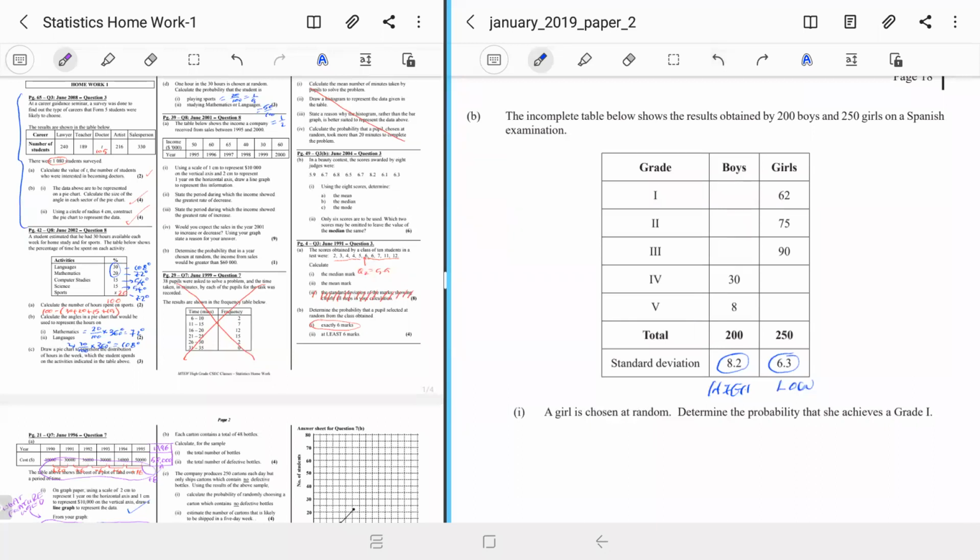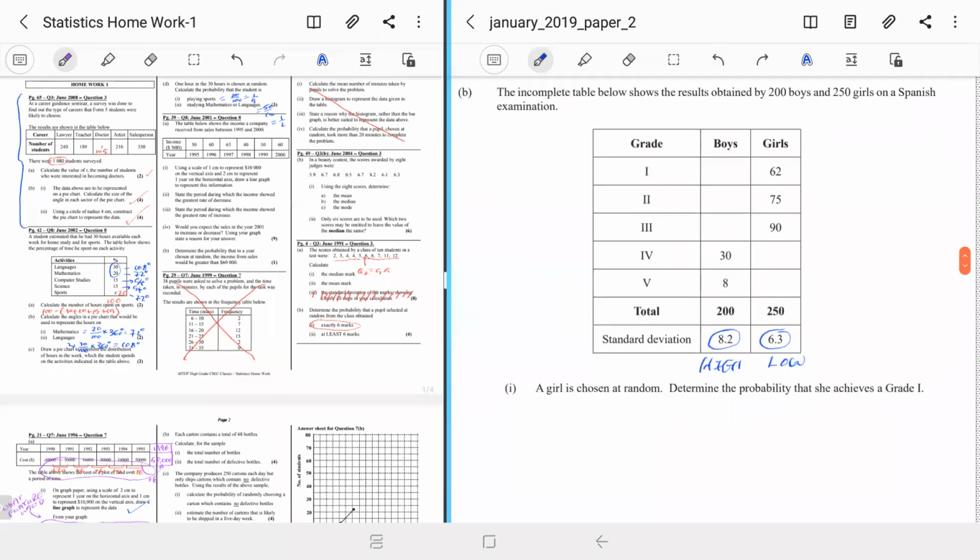Understand? But anyway, let's answer the question. It says, a girl is chosen at random. Determine the probability that she got a grade 1. A girl got a grade 1. So the girls is 62 girls. 62 girls got grade 1, and there were 250 girls.